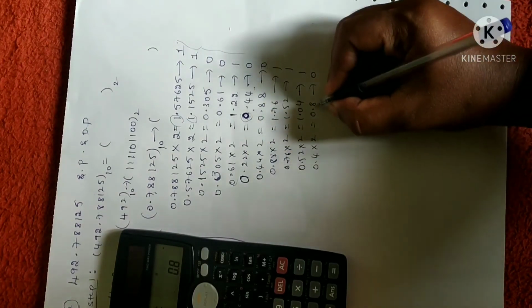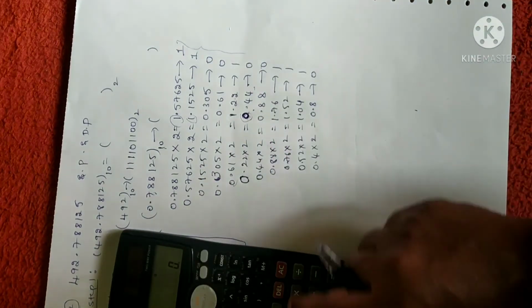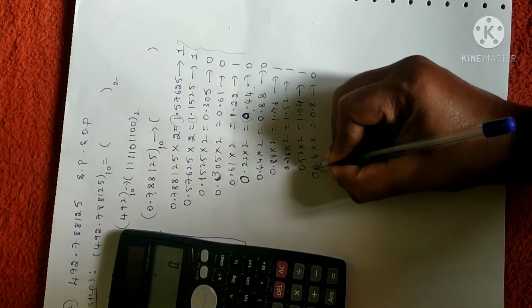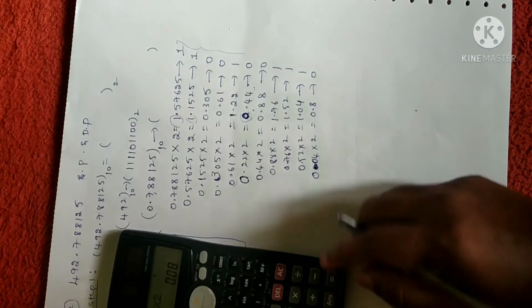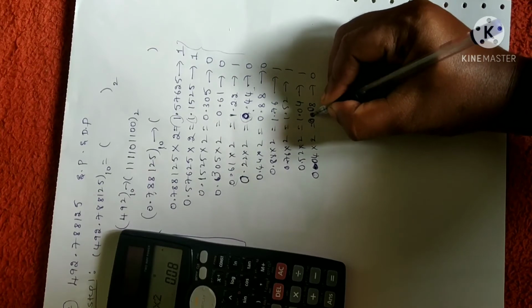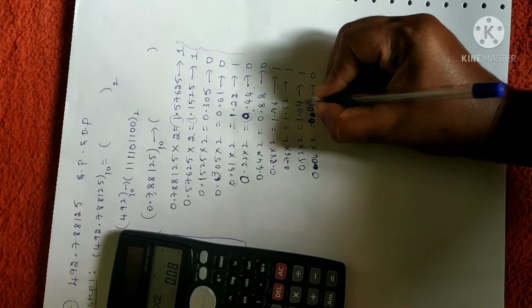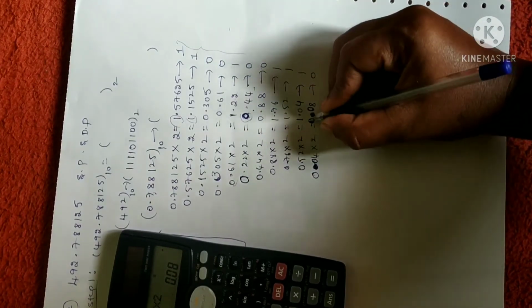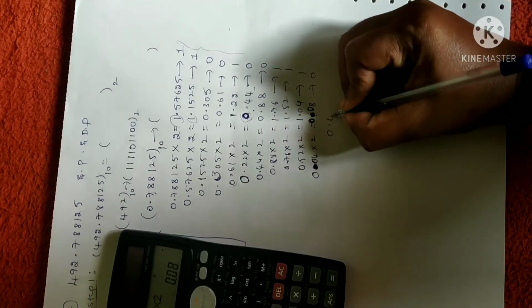I've written it wrong. It is 0.04 that I have to take. 0.04 into 2 will give us 0.08. It is point 0 8, because I have taken 0.04 here. So 0.04 into 2 will be 0.08. Here the remainder is 0. So what we have obtained here is 0.08.